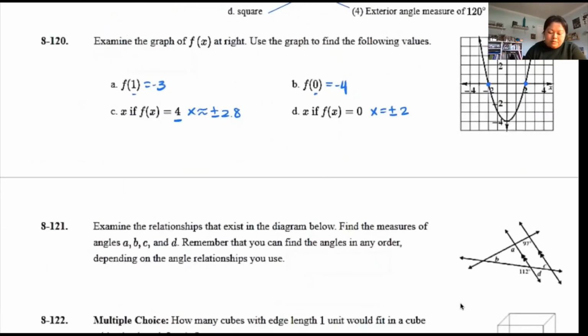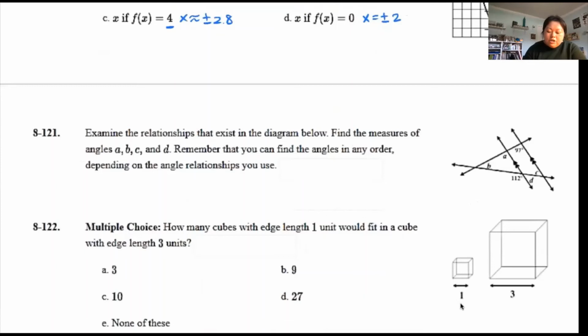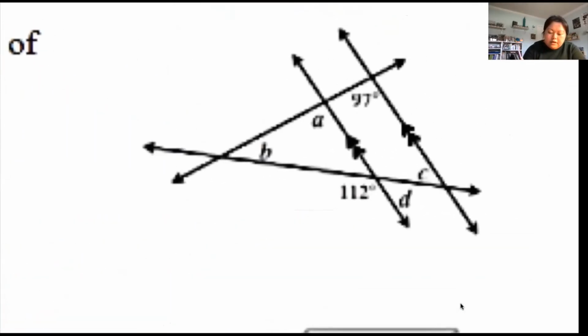Okay. All right. Examine a relationship below and find the measures of A, B, C, D. Remember, you can find it in any order and then figure out the relationship, right? So if I'm going to zoom in here, and again, apologies for this being so terrible, but I'm going to assume this is 97 because it's very blurry. All right. So why are they telling me parallel lines, right? Remember, always ask yourself that.